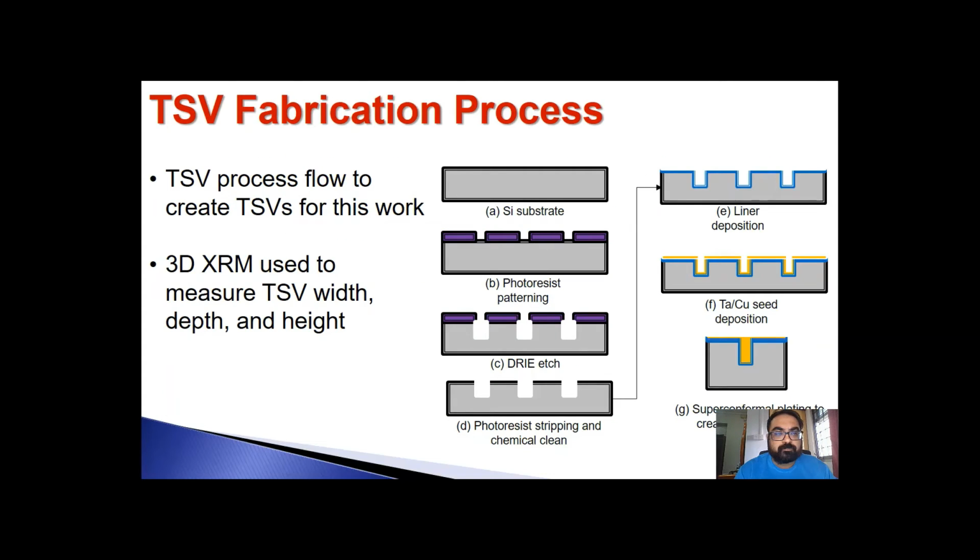Okay, so for TSV fabrication process, we first start with silicon substrate. Once we have the silicon substrate, we do photoresist patterning, followed by DRIE etching.